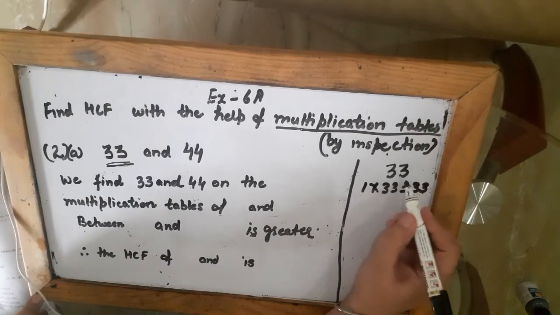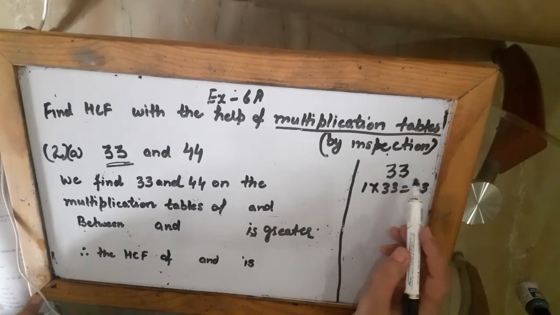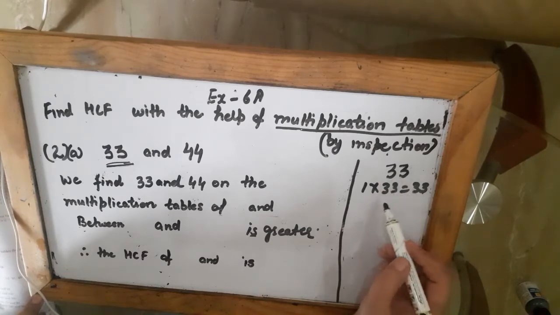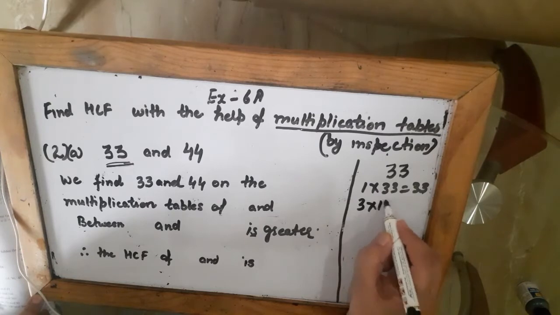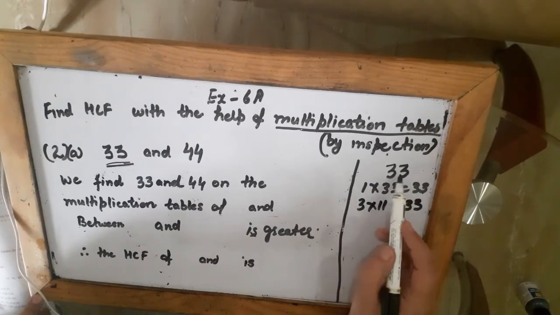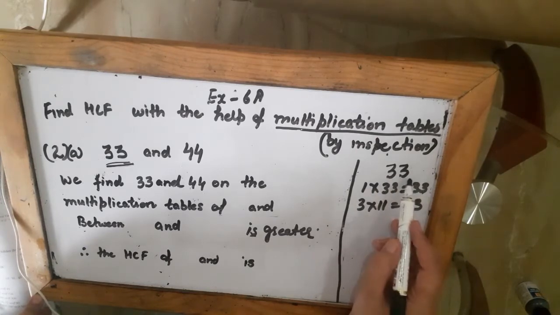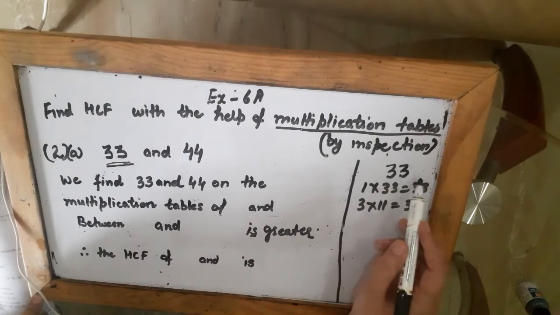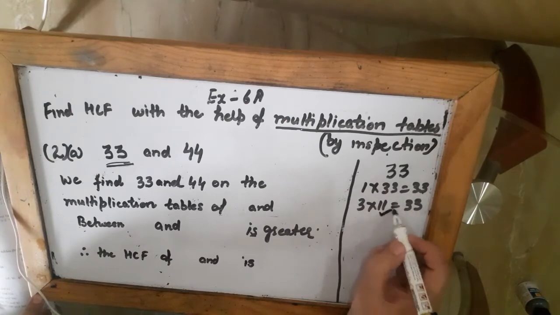Now do you find 33 on the table of 2? No. So keep in mind the divisibility rules. 33 does not come on the table of 2 because this is an odd number. Does it go on the table of 3? Yes. 3 11s are 33. 4? No. On the table of 5? No. 6? No. 7? No. 8? No. On the table of 9? No. On the table of 10? No. 11? Yes. 11 3s are 33, and 11 is already there.